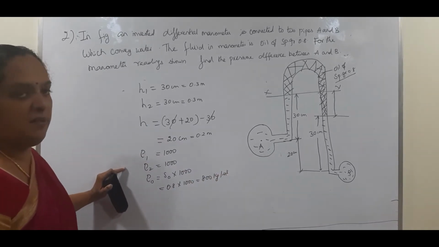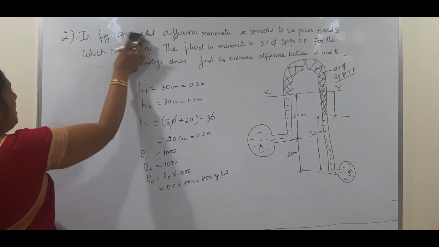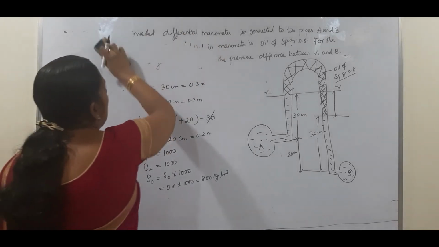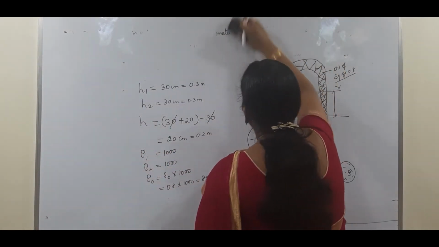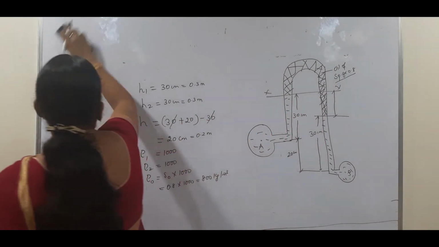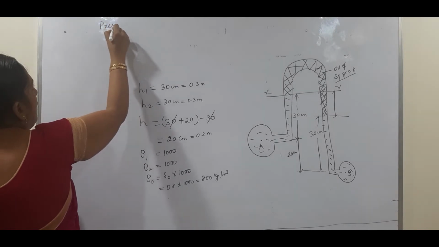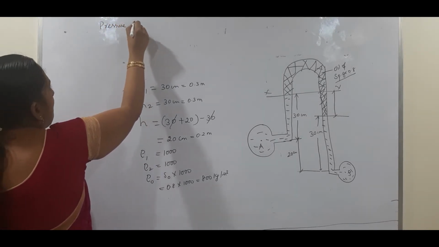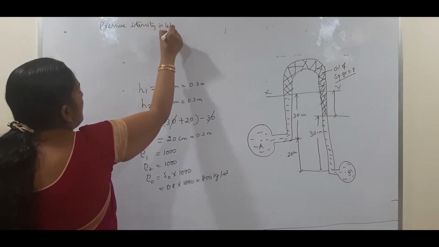So we have got this. What are all the equations we have got? Now we have to find out the pressure difference between these two. How will you do it? First we have to write the equation for the pressure in the left limb, then we have to write the equation for the pressure in the right limb. So, the pressure intensity in the left limb. What is the pressure intensity in the left limb?